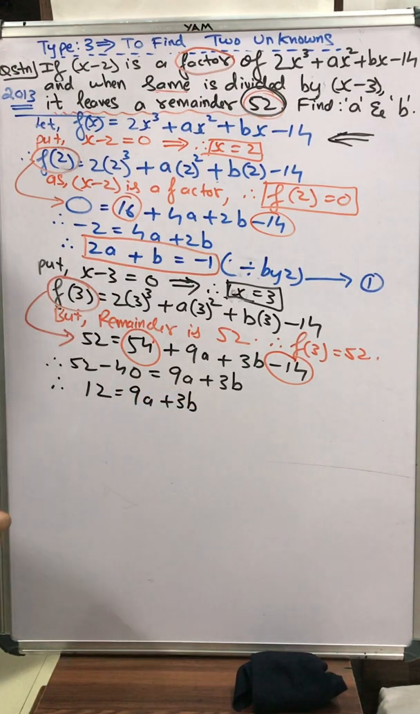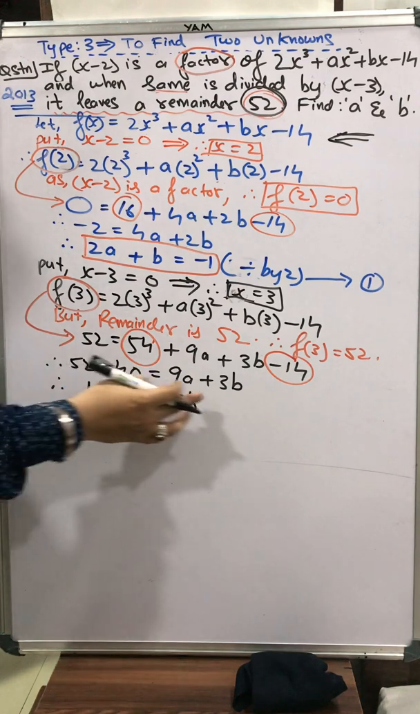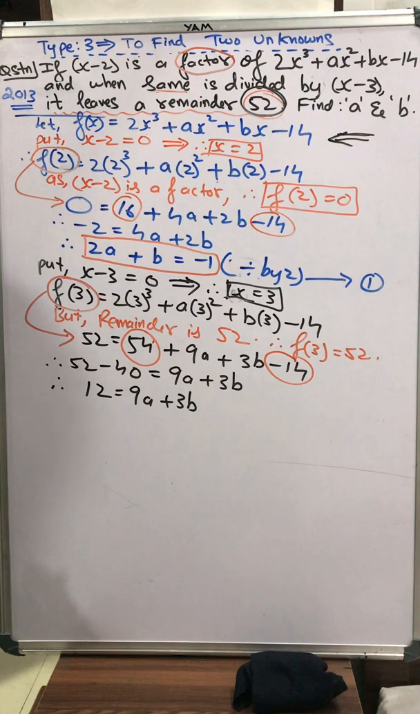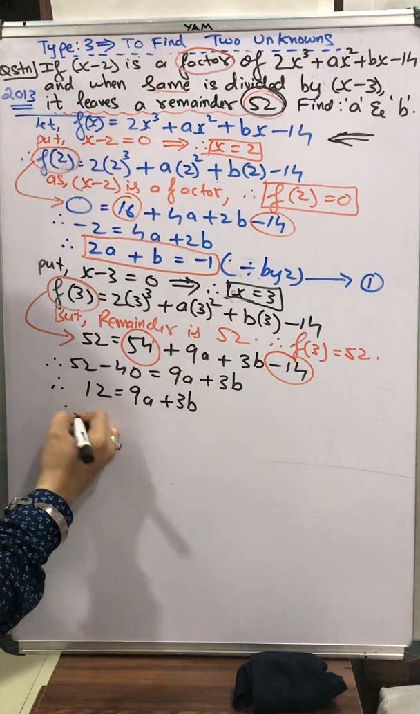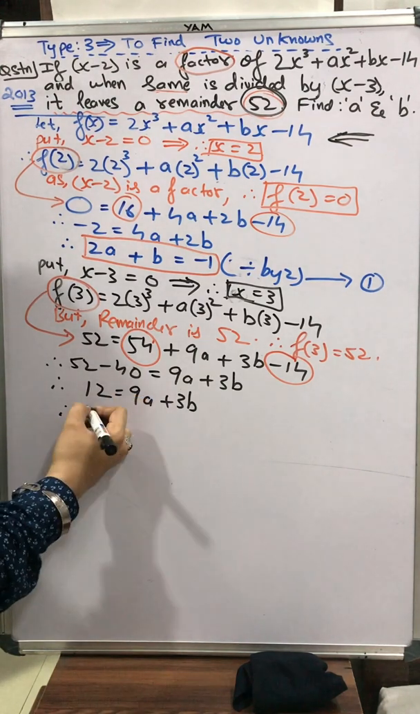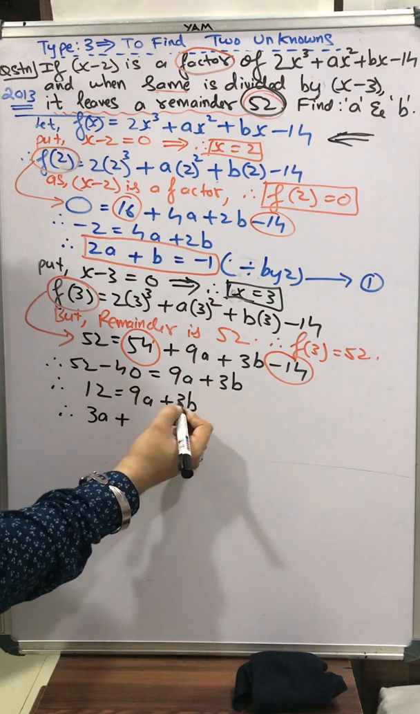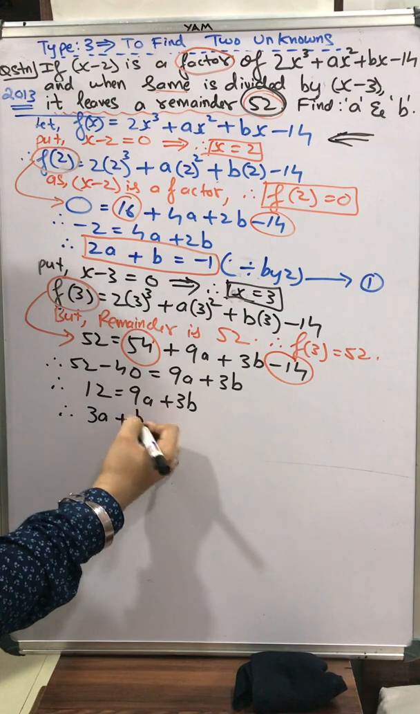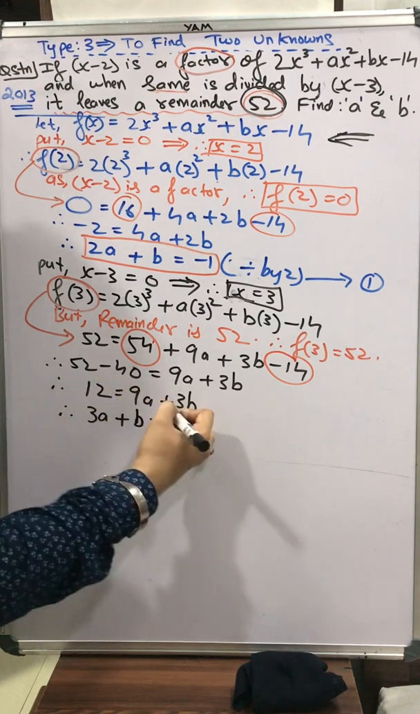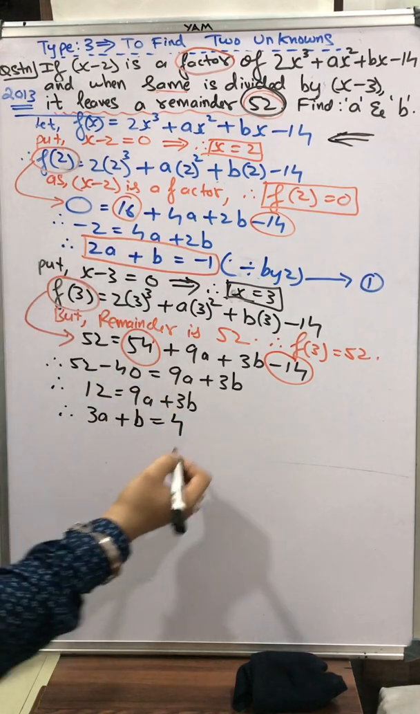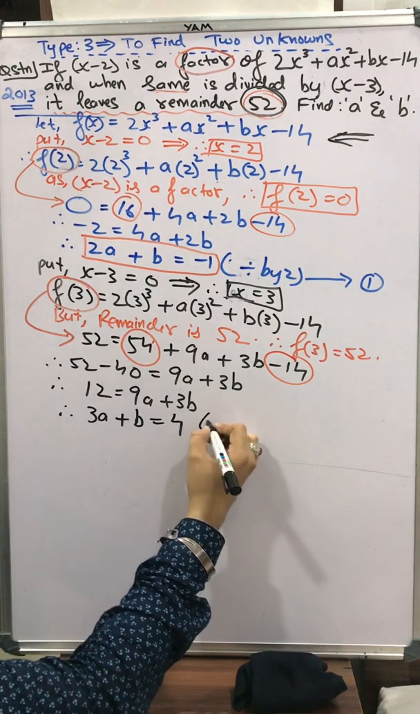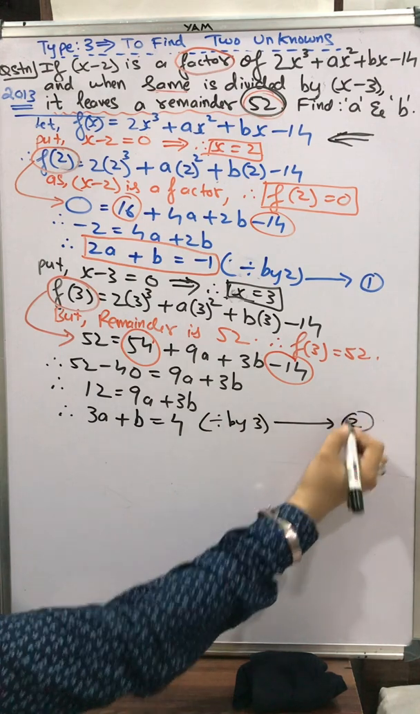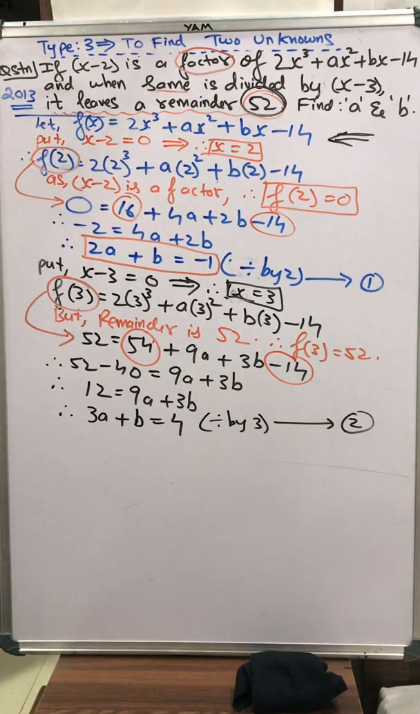Now I can see all the three terms are divisible by 3. So now I'll divide it by 3. Therefore 9a divided by 3 becomes 3a, 3b divided by 3 becomes 1b. I'll write only b. 12 divided by 3 becomes 4. What I did over here, I divided by 3, and this is my second equation. So I'll highlight this second equation.